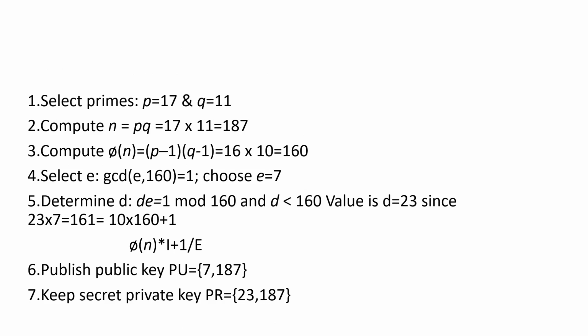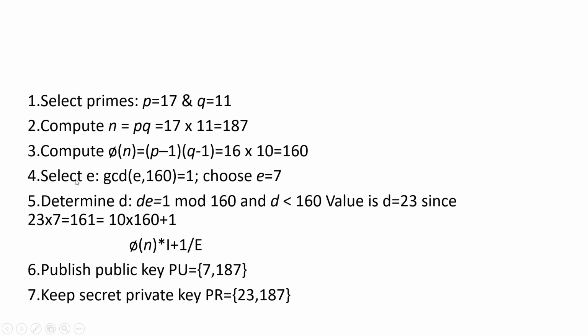One example of the RSA algorithm. Here we choose P is equal to 17 and Q is equal to 11, both prime numbers. Compute n is equal to P into Q, so 17 into 11 is equal to 187. Then the third step is to compute phi of n, (P minus 1)(Q minus 1). P minus 1 is 17 minus 1, which is 16, and Q minus 1 is 11 minus 1, which is 10. So 16 into 10 is equal to 160.